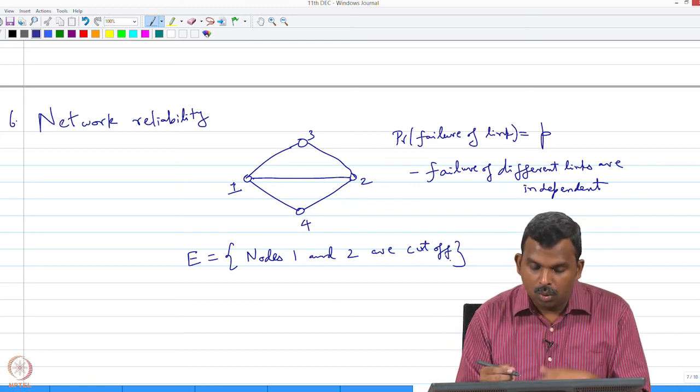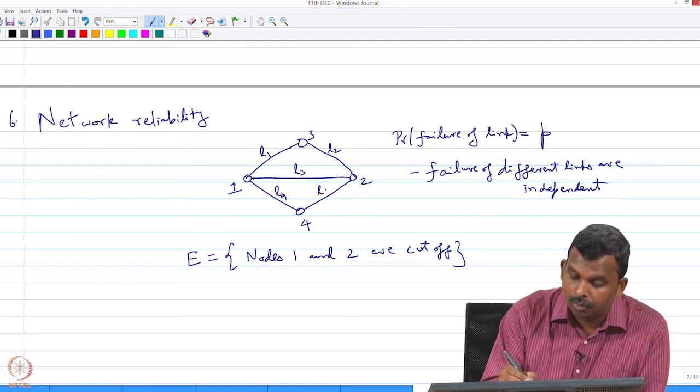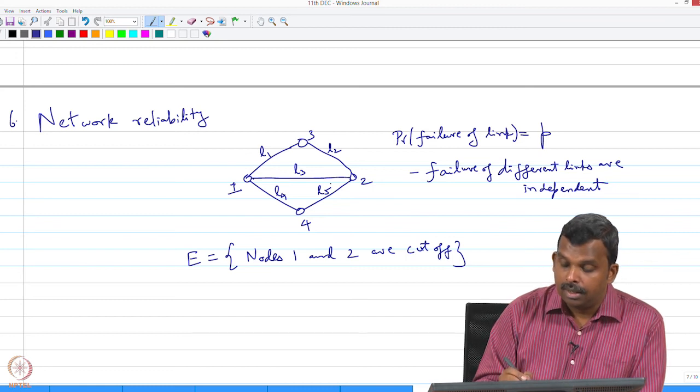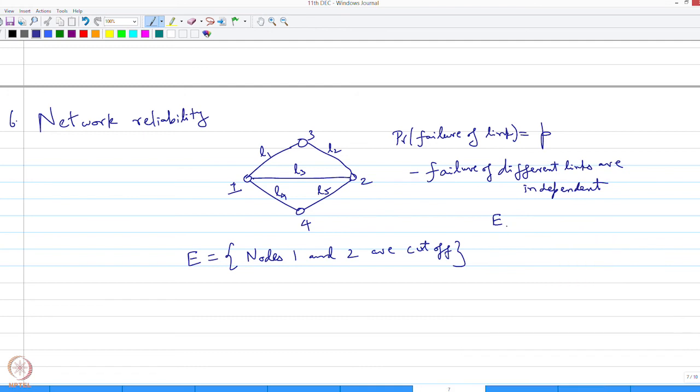Okay. So now you have to name these links. So let me call this L1, this is L2, this is L3, this is L4, L5, okay, right, and I will call event Ei as Li has failed.